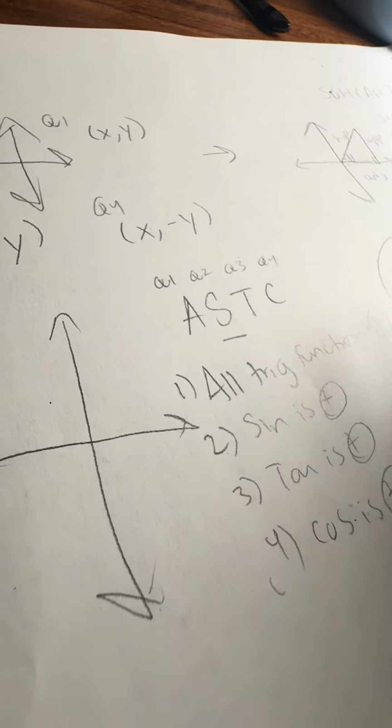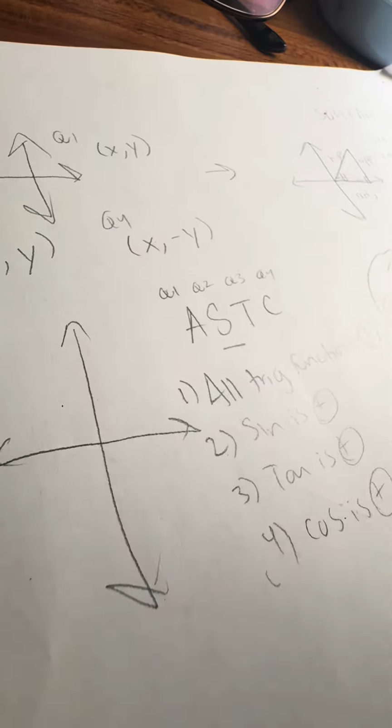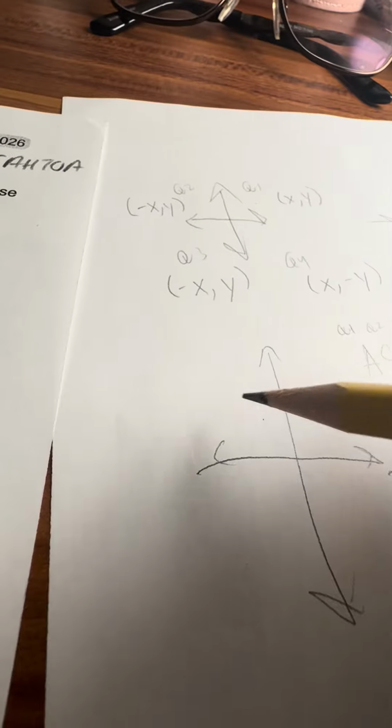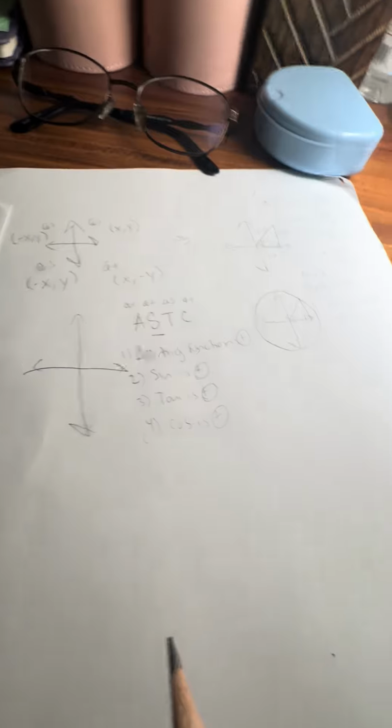An acronym that my teacher taught me is "all students talk crazy." If that's how you want to remember it, just make it up, but find a way to memorize it. What this means is that in quadrant 1, all of them are positive. Sine in quadrant 2 is always positive. Tan in quadrant 3, always positive. And cos in quadrant 4, always positive. Now let's do a quick practice problem.